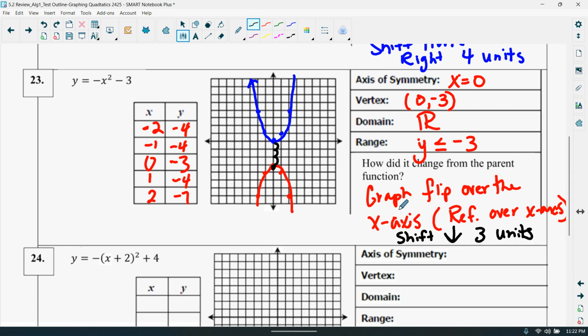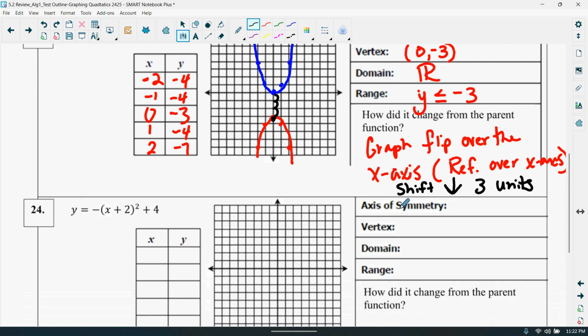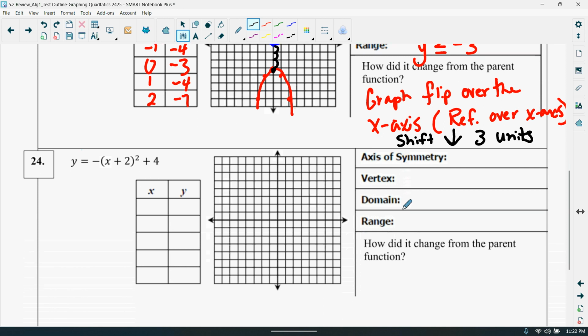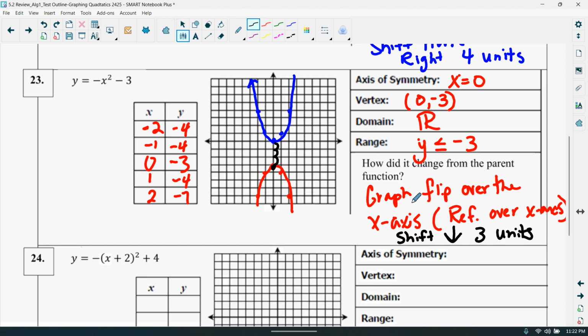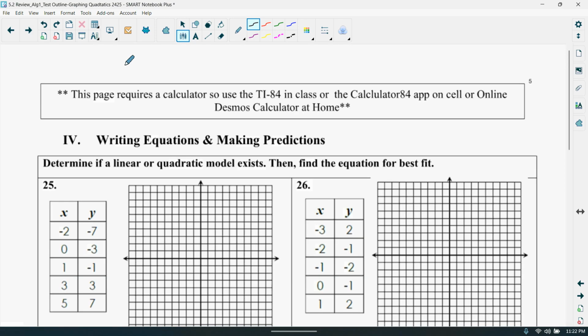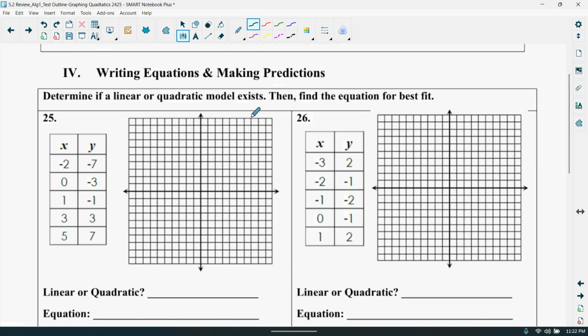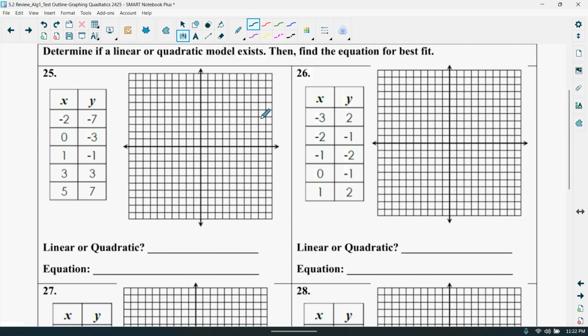So I do want you to try 24. And so check on Teams for your corrections, if you got it right or not. And then the other thing we have to know using our graphing calculator on the next page here is writing equations. Okay. So this was part of our homework, I think 15.